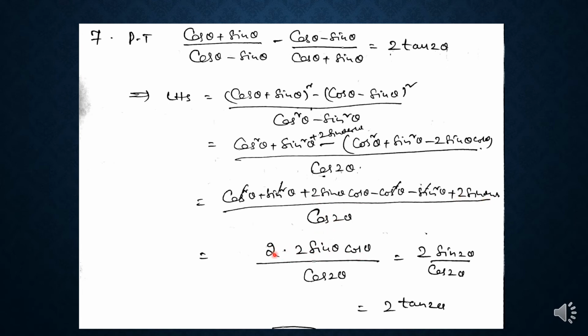So 4 can be written as 2 into 2, so 2 into 2 sin theta cos theta divided by cos 2 theta. But here 2 sin theta cos theta can be written as sin 2 theta. So this becomes 2 into sin 2 theta by cos 2 theta, which is equal to 2 tan 2 theta. So proved, which is the RHS.